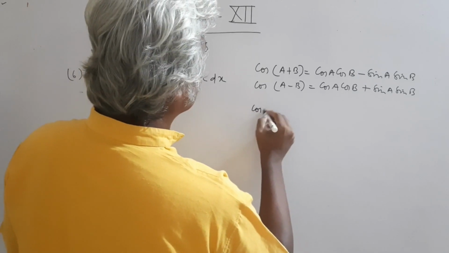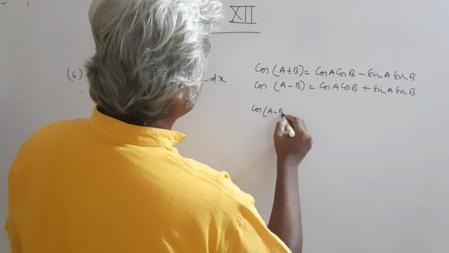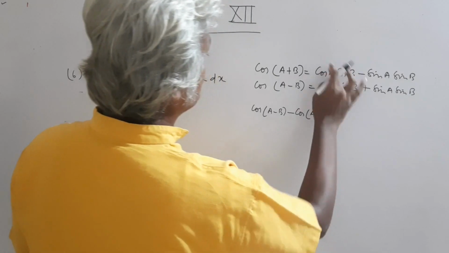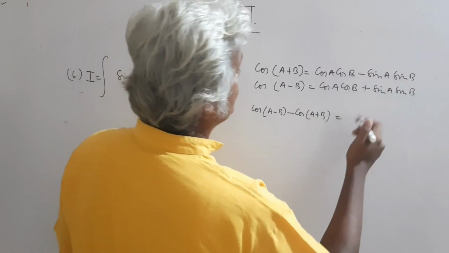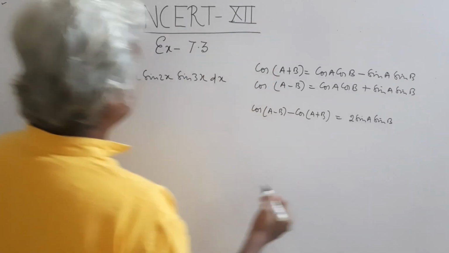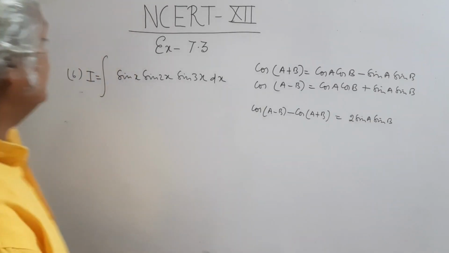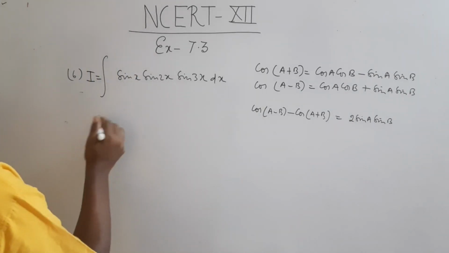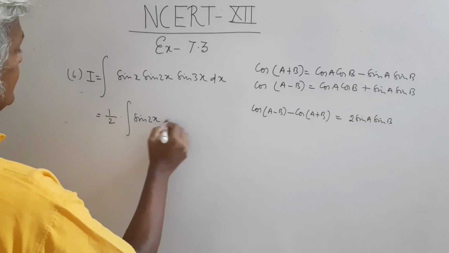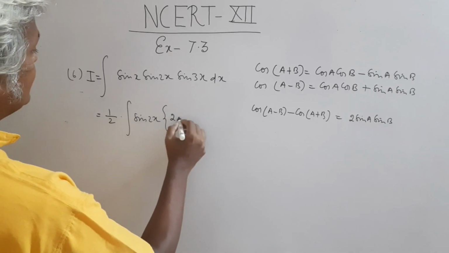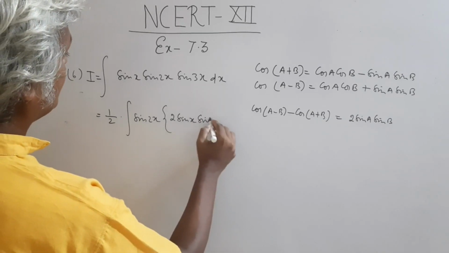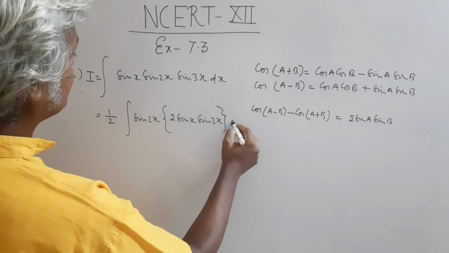So my order goes like this. I write this one first: cos(A minus B) minus cos(A plus B). Then you see that these two cancel each other, and this becomes positive, so this becomes 2 sin A sin B. Now here I have sin A sin B, so I keep any one outside, just keep sin 2x outside. So half sin 2x outside, and inside the curly bracket I write 2 sin x and sin 3x dx.